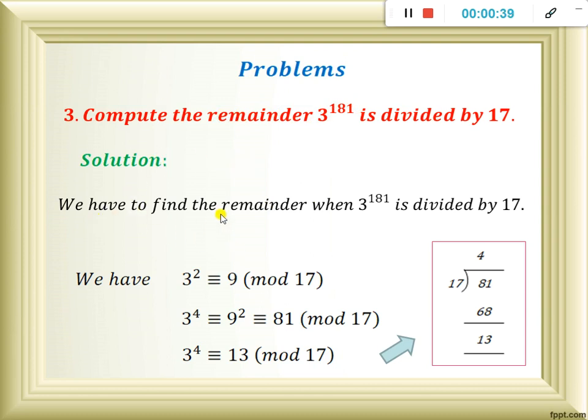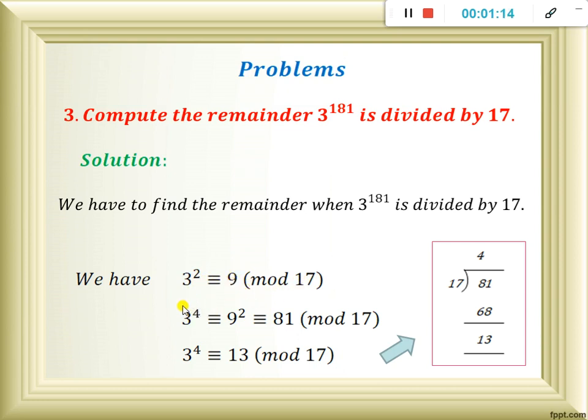Solution. We have to find the remainder when 3 power 181 is divided by 17. First of all, we have 3 square. We can take 3 also. 3 power 1 is congruent to 3 mod 17. And 3 square means 9. We cannot divide 9 by 17, therefore keep 9 as it is.